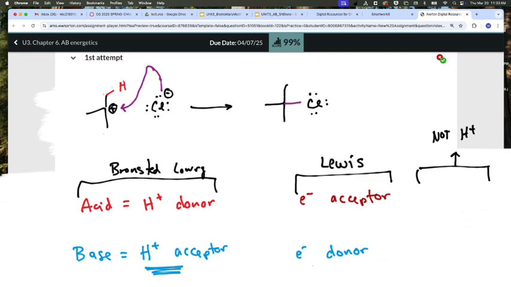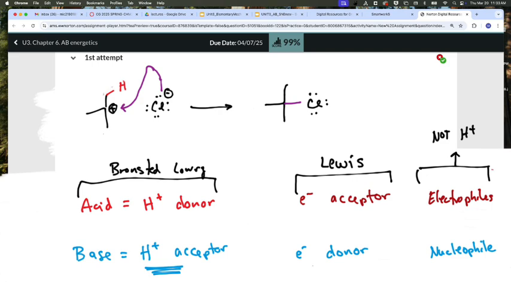That new description becomes nucleophiles and electrophiles. Okay? And everybody freaks out and says those are stupid. Those are better than acids and bases. What part of the word acid tells you donates H+? No part of the word.